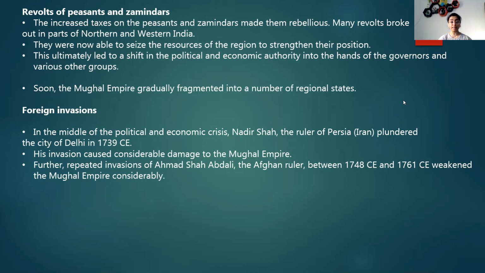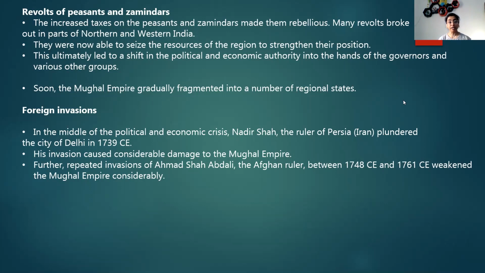All right. Because of this, it ultimately led to a shift in the political and economic authority into the hands of the governors and the various groups. So basically the governors became very powerful after the Mughals, because the later Mughal rulers were not so efficient. That is why, as we proceed in the chapter, we will get to know that the entire Mughal empire got divided into several regional states. Earlier the empire was a whole, a big huge empire. But during the time of the later Mughals, the entire Mughal empire got fragmented into smaller regional states. So the third reason was the revolt between the peasants and zamindars.